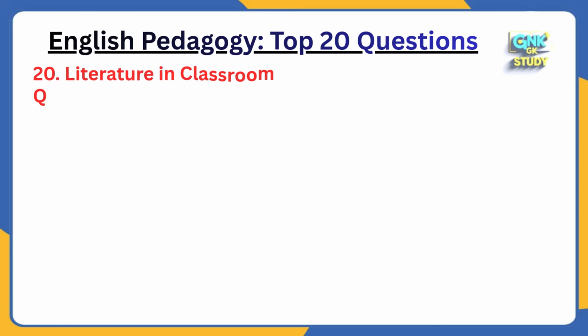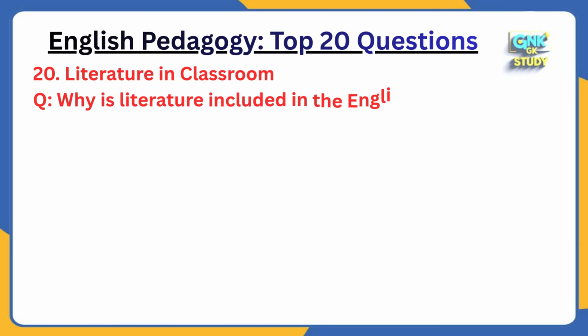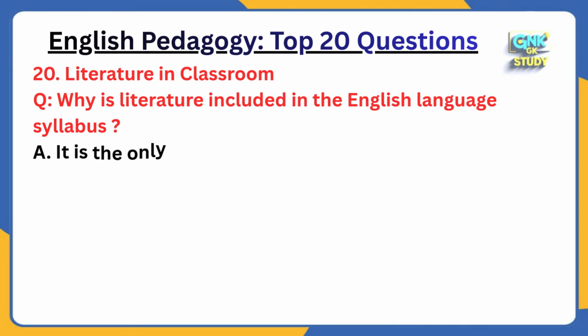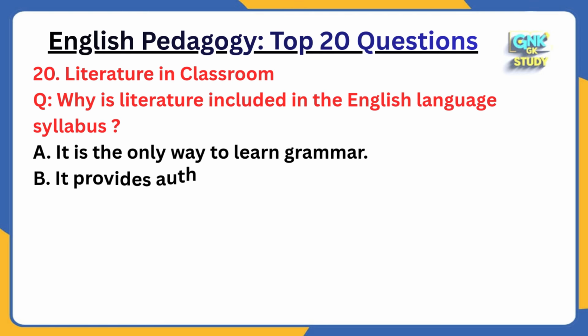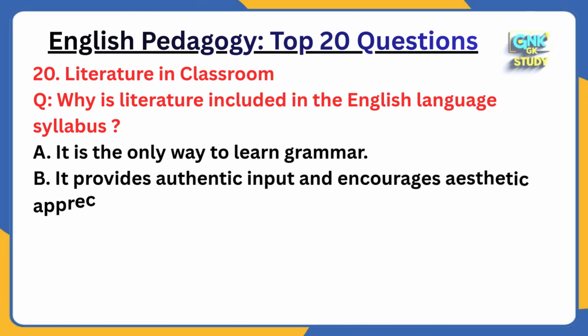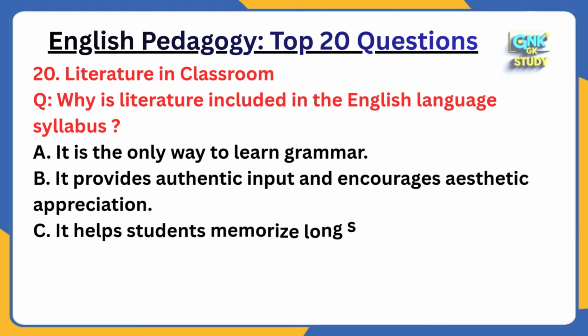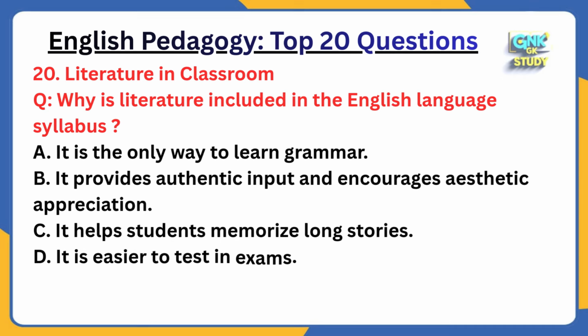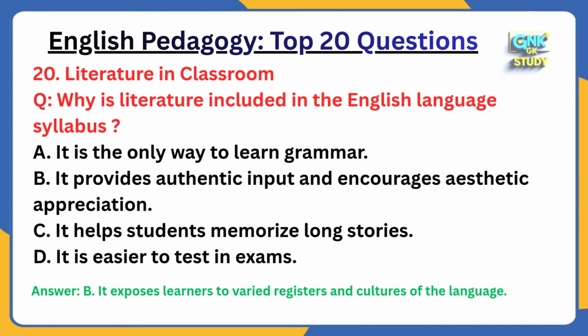20. Literature in classroom. Why is literature included in the English language syllabus? A. It is the only way to learn grammar. B. It provides authentic input and encourages aesthetic appreciation. C. It helps students memorize long stories. D. It is easier to test in exams. Answer B. It exposes learners to varied registers and cultures of the language.